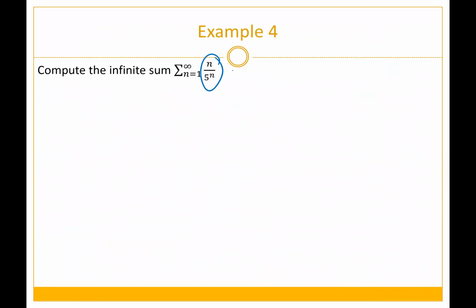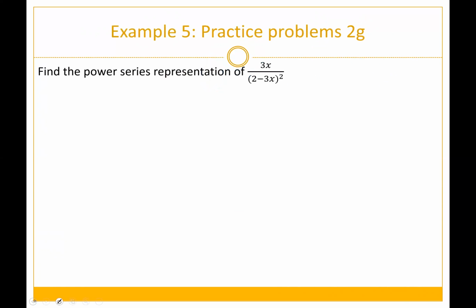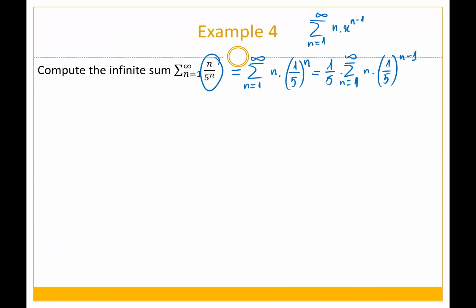Now, this one will have the starting point n equal to 1. And so we want to write in the form of the sum from n equal to 1 to infinity, n multiply x to the n minus 1. So you're going to have n minus 1. Let's write this. It's going to be n multiply 1 over 5 to the n. But you need n minus 1, right? So you're going to take the 1 over 5 outside of the series. You're going to have n multiply 1 over 5 to the n minus 1. And so here it's going to give you 1 over 5.